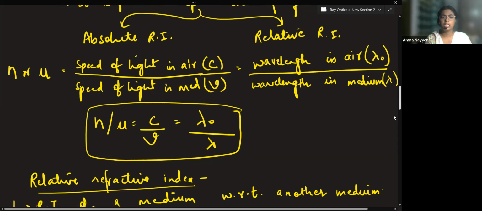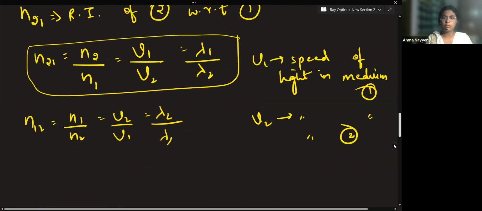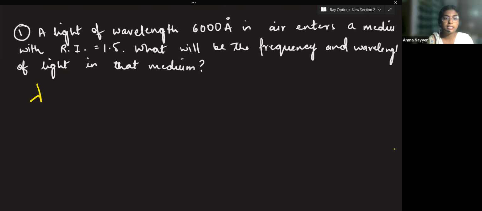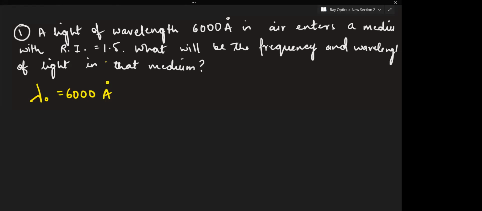Fine. Let's see a numerical as well. Then you can note it down. This says that a light of wavelength 6000 angstrom enters in air. So this wavelength, this is given in air. That is lambda naught, 6000 angstrom. This is given as 6000 angstrom.